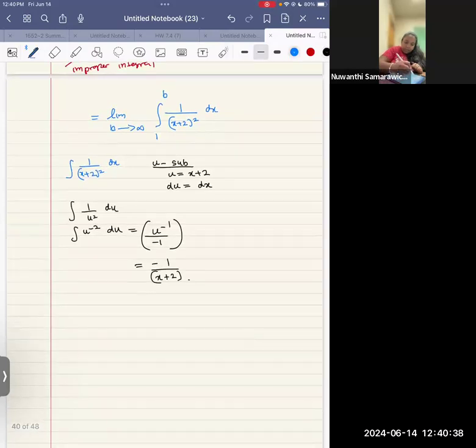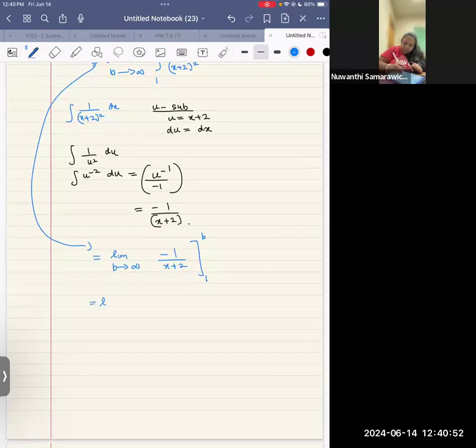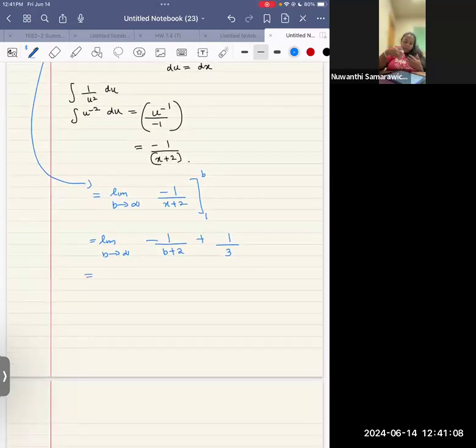So let's write from here to here. This is equal to the limit as b approaches infinity of negative 1 over (b plus 2), plus 1 over 3, when you substitute x equal to 1. When you take the limit, as b approaches infinity this whole first term becomes 0. So 0 plus 1 over 3. This is 1 over 3. So now this is a finite number.